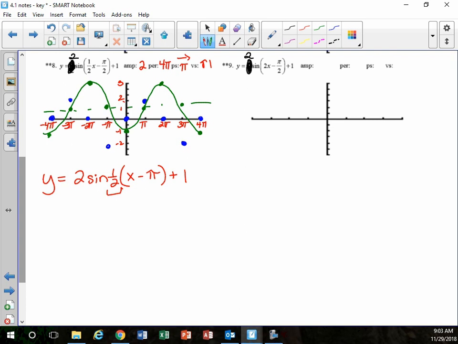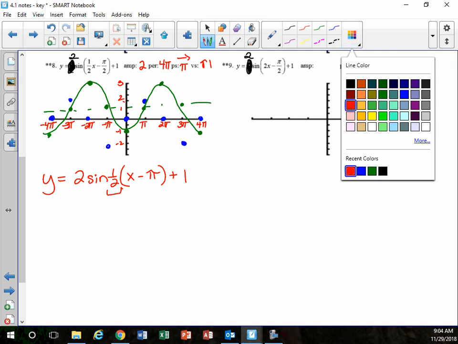If you guys are thinking about the range, the amplitude of 2 makes it go from -2 to 2. But then shifting up 1, you're adding 1 to both of those. So that's why it ends up -1 to 3. Are we okay? All right.